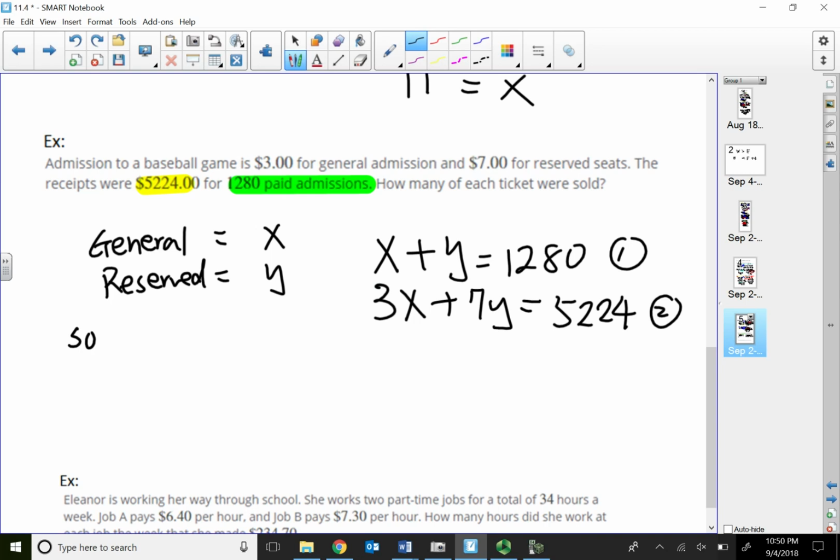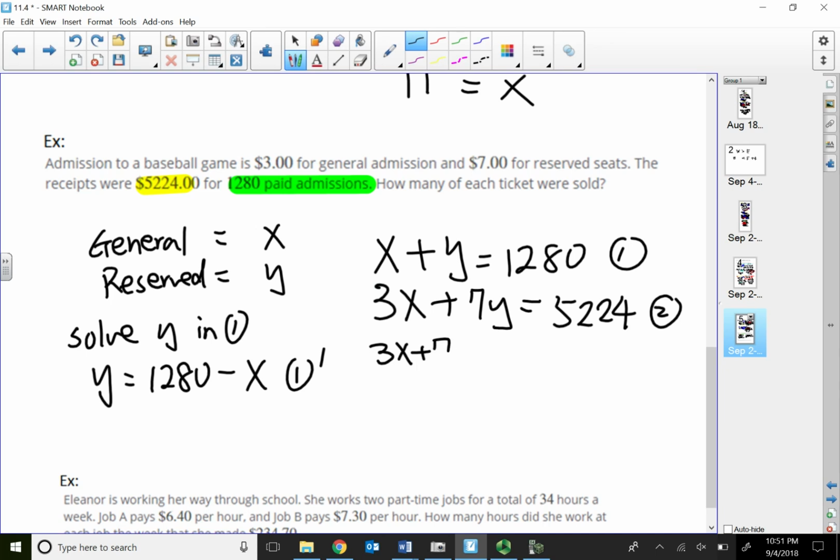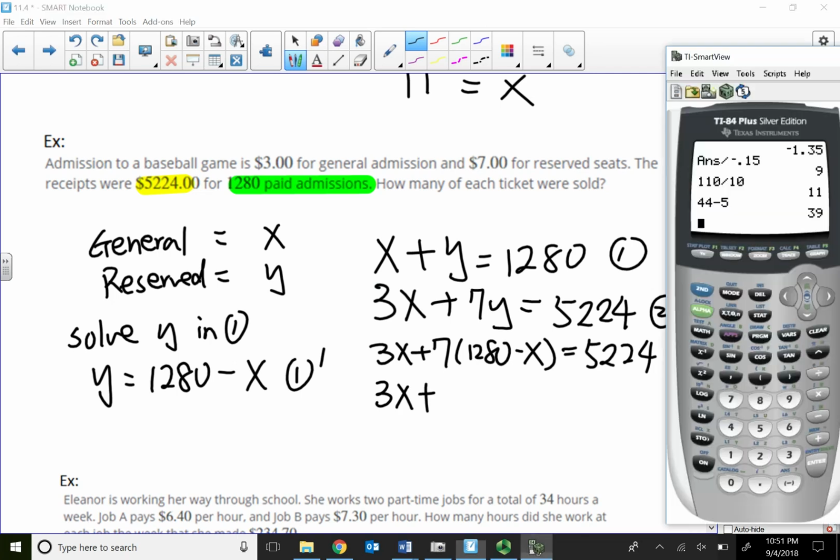All right, let's solve. I'm going to solve for y again in the first equation. So let's move the x over. So that will be y equals 1280 minus x. Call this equation prime and substitute this first equation prime into the second equation wherever I see a y. So that's 3x plus 7 times 1280 minus x equals 52.24. So this is going to be negative again. All right, that's 3x plus 1280.